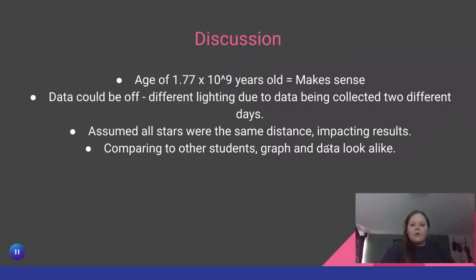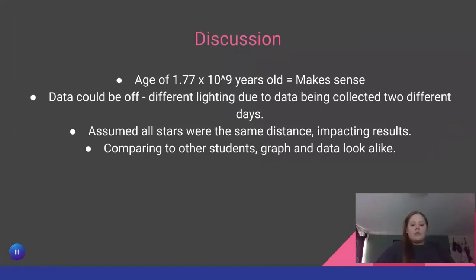Okay. So overall, the age of 1.77 times 10 to the 9th years old makes sense generally for the data that we were given. It could be off a little bit due to the lighting difference. We collected this data over 2 different day periods, so obviously the sun and the lighting does change. We assumed all stars were the same distance, and this can also impact the results because all stars are generally not the same distance apart.